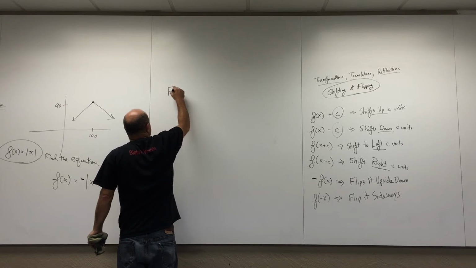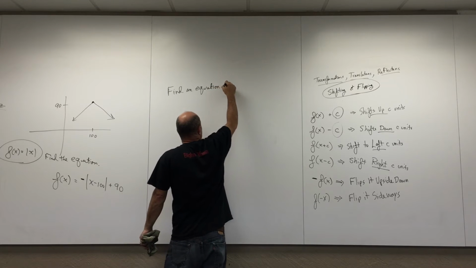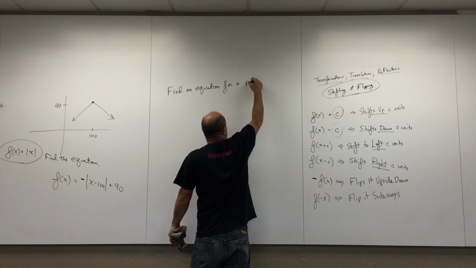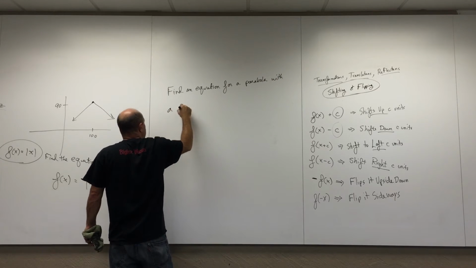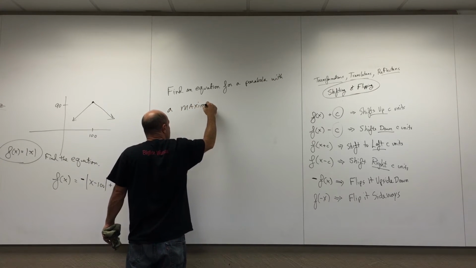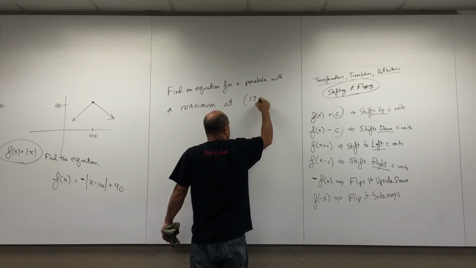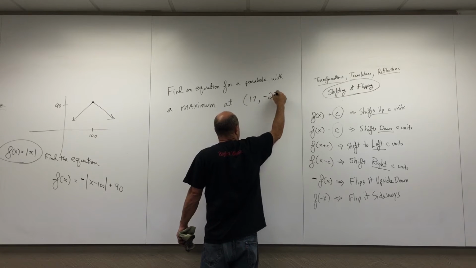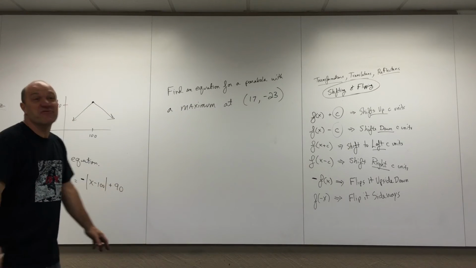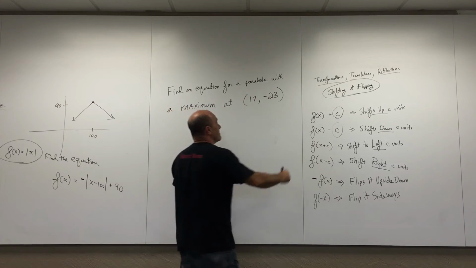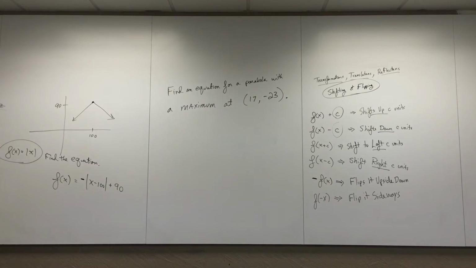What about this one? Find an equation for a parabola with a maximum at 17, negative 23. Dun dun dun. This is tough. No, it's not really tough. It's the same old stuff, but it's worded differently.